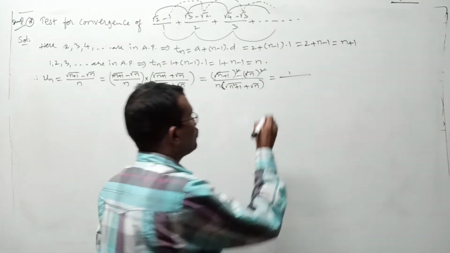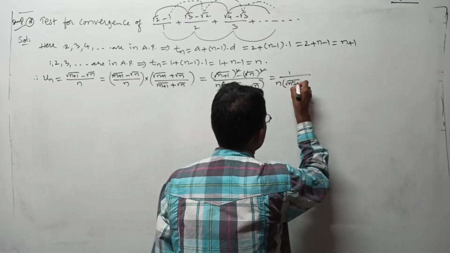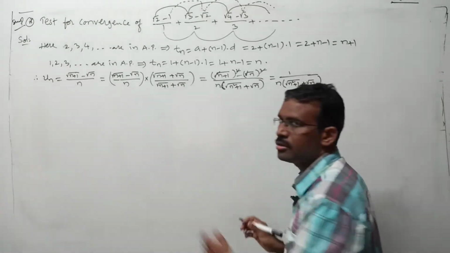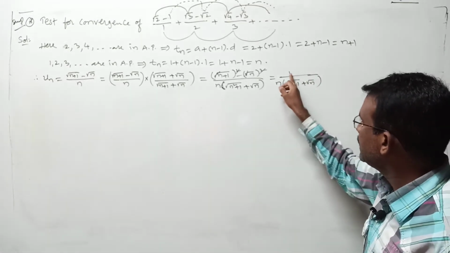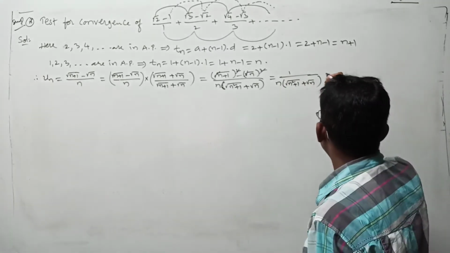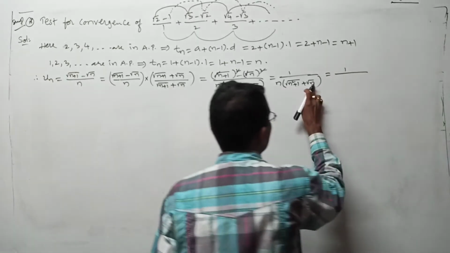And the denominator is what? n into root of (n square plus 1) plus root n. This is your complete general term un. To choose Vn, in the numerator all n terms take common, and in the denominator also all n terms take common. In the numerator there is no n term, that's why write it as it is. In the denominator, take what here?